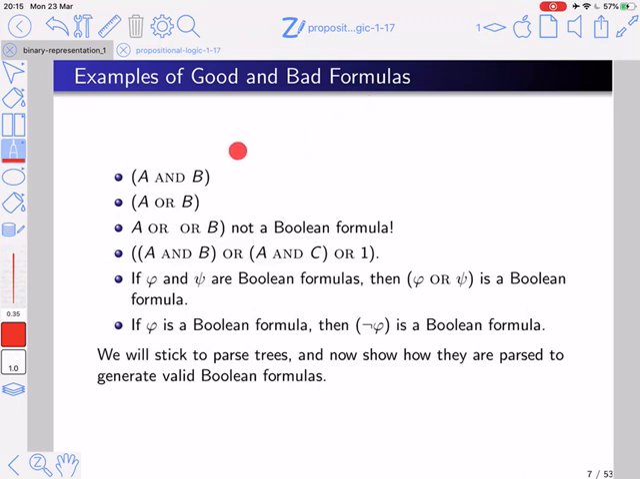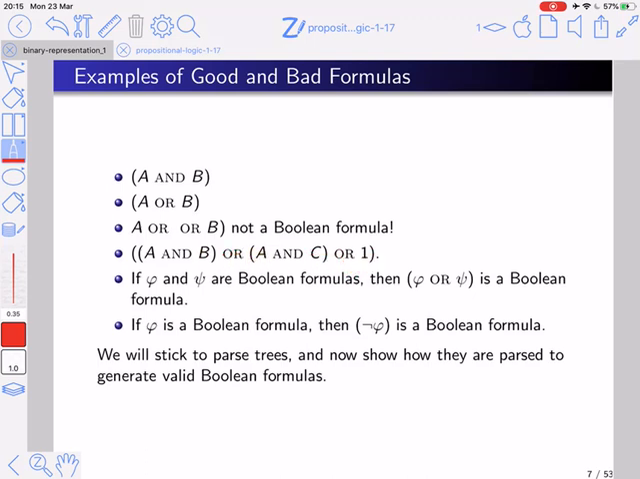Okay, before we go through this definition that begins with parse trees and then defines Boolean formulas, let's get some intuition of what a good formula is and what a bad formula is. So a formula could be open parentheses, A and B, close parentheses. Same thing with an OR. But the third line is not a Boolean formula. You see immediately that there are some problems here, right? There is no open parentheses, and you have 2 connectives following one each other. But we want to formalize why this is not a Boolean formula. This is a Boolean formula: A and B, or A and C, or 1.